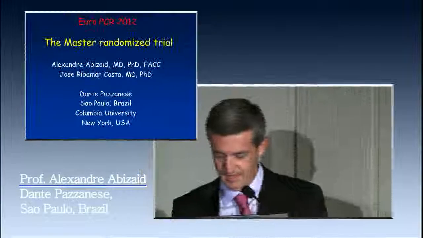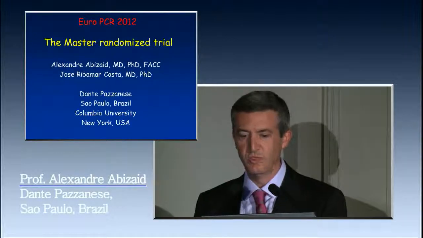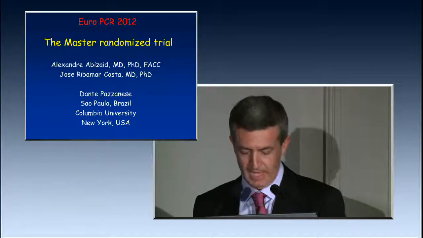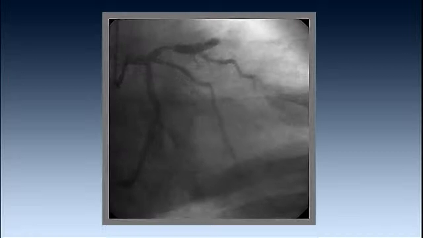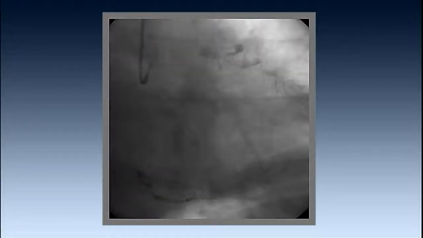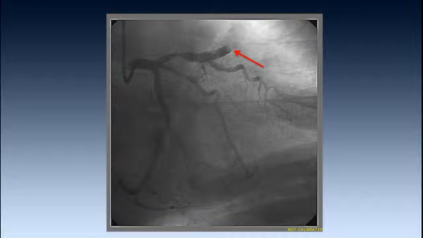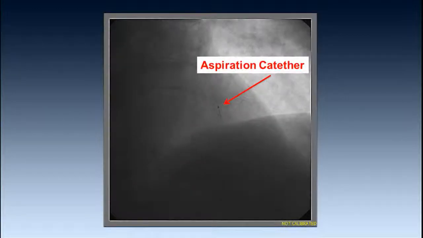Good evening. I thought it would be interesting to show you a case, perhaps as a rationale for the MASTER study design. I'll start with this patient that we treated a couple of weeks ago at Dante Pazzanese. This patient arrived with chest pain, ST elevation MI, 2 hours after the clinical onset. This is the lesion, a totally occluded vessel, apparently with a lot of thrombus. So without any further discussion, we went ahead with a wire and crossed this lesion.